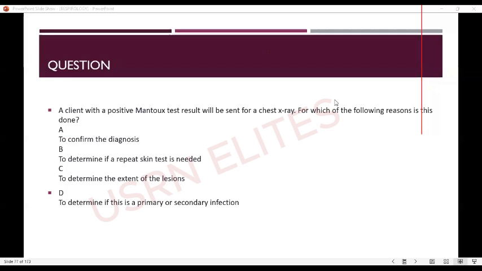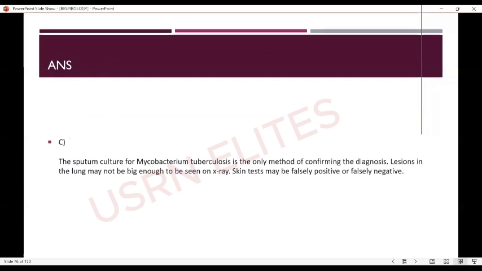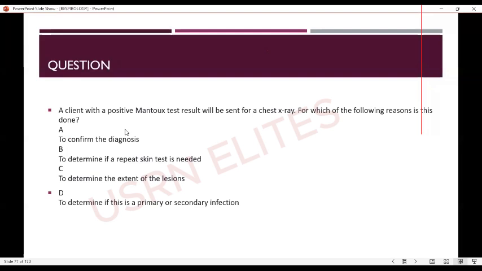we just read the rationale. Just read this rationale. Sputum culture for mycobacterium is the only way of confirming the diagnosis.